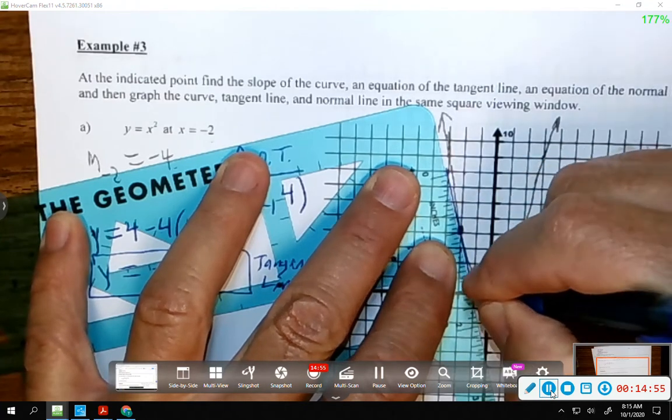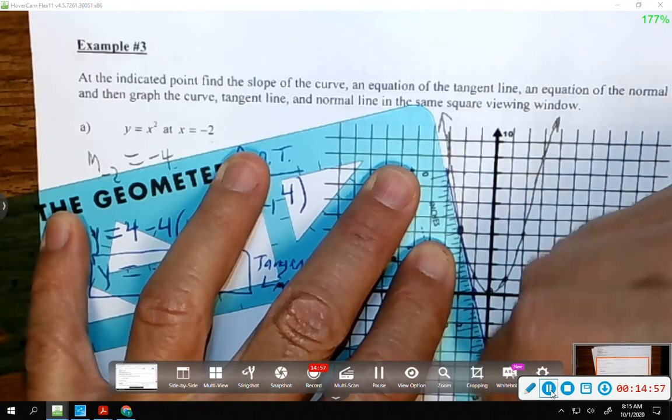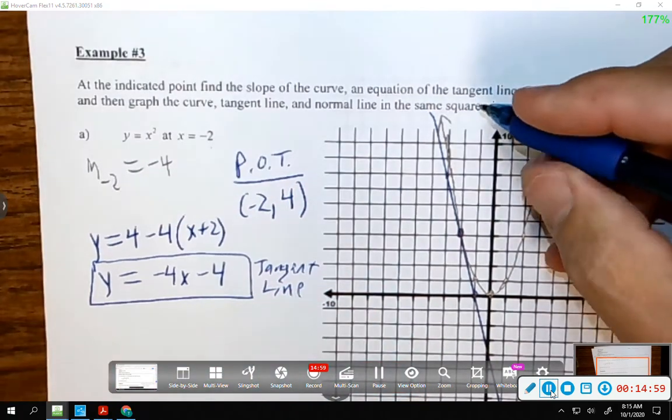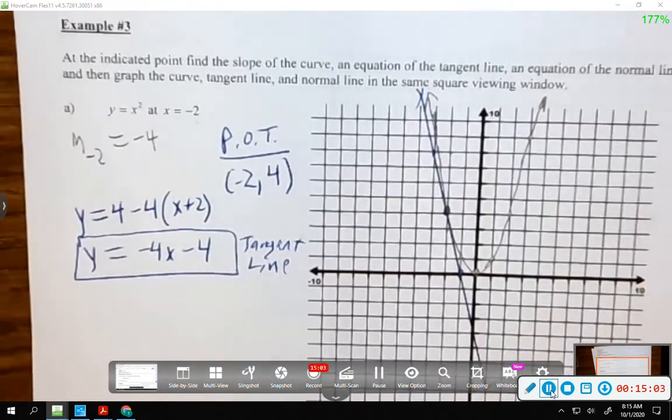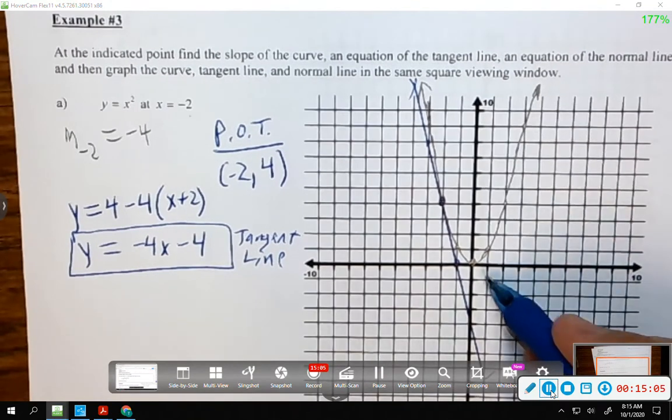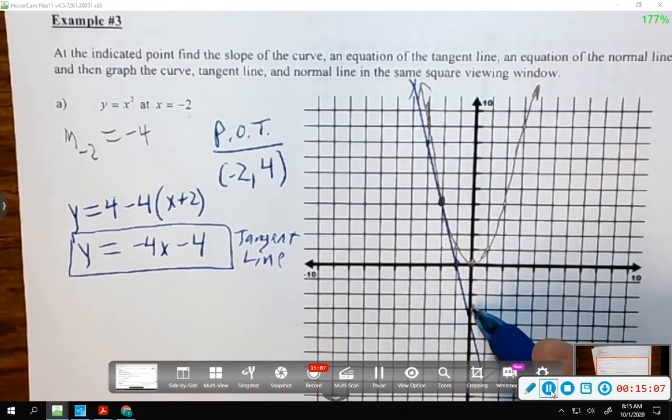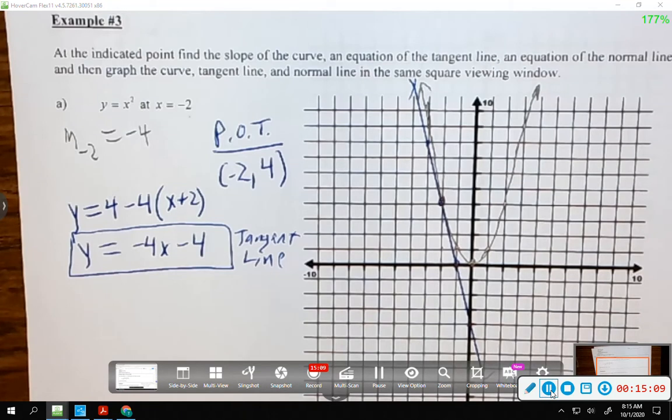A tangent line means that it just barely glazes that. Okay? And if I look at this line, the y-intercept is supposed to be 1, 2, 3, 4. Yeah. It's going through -4.